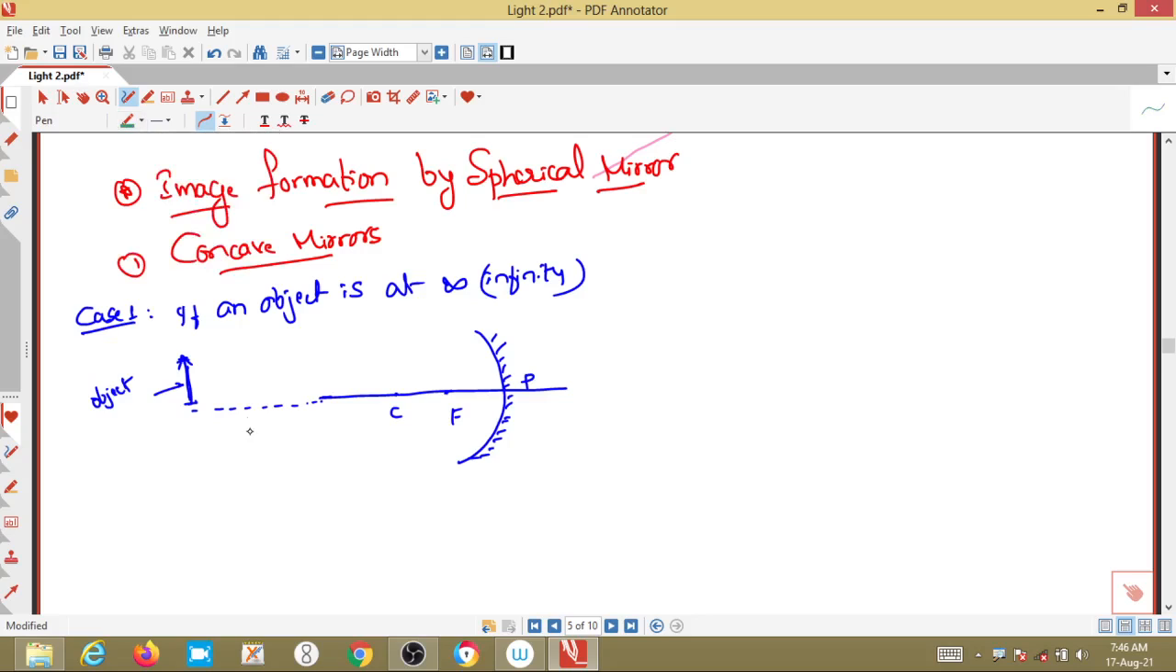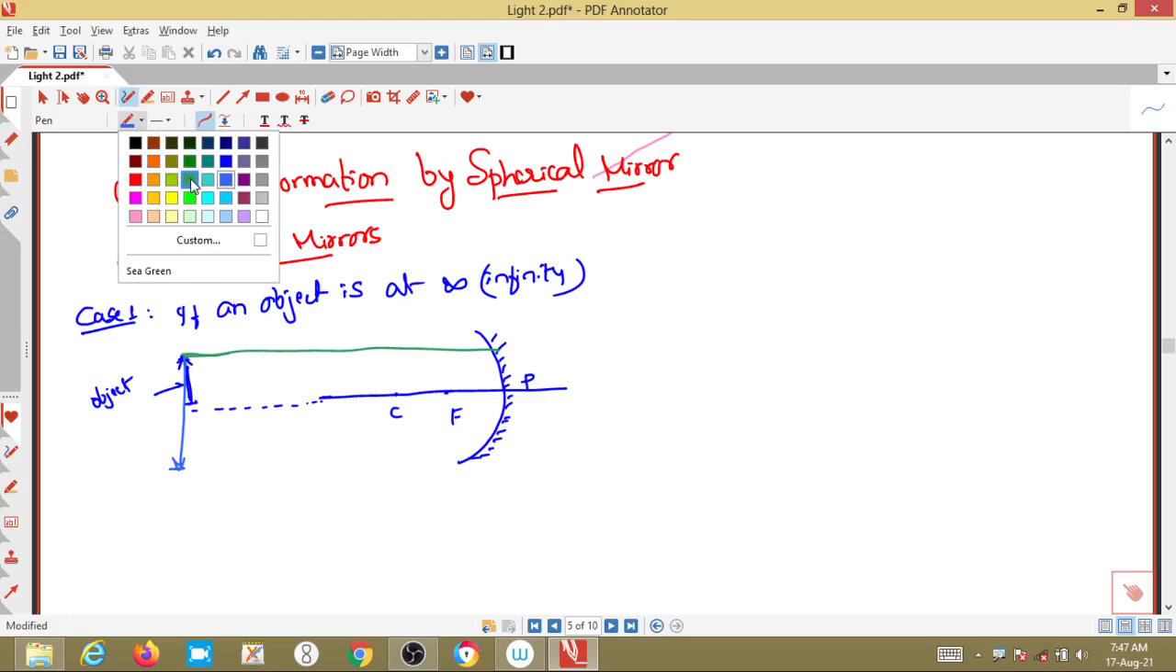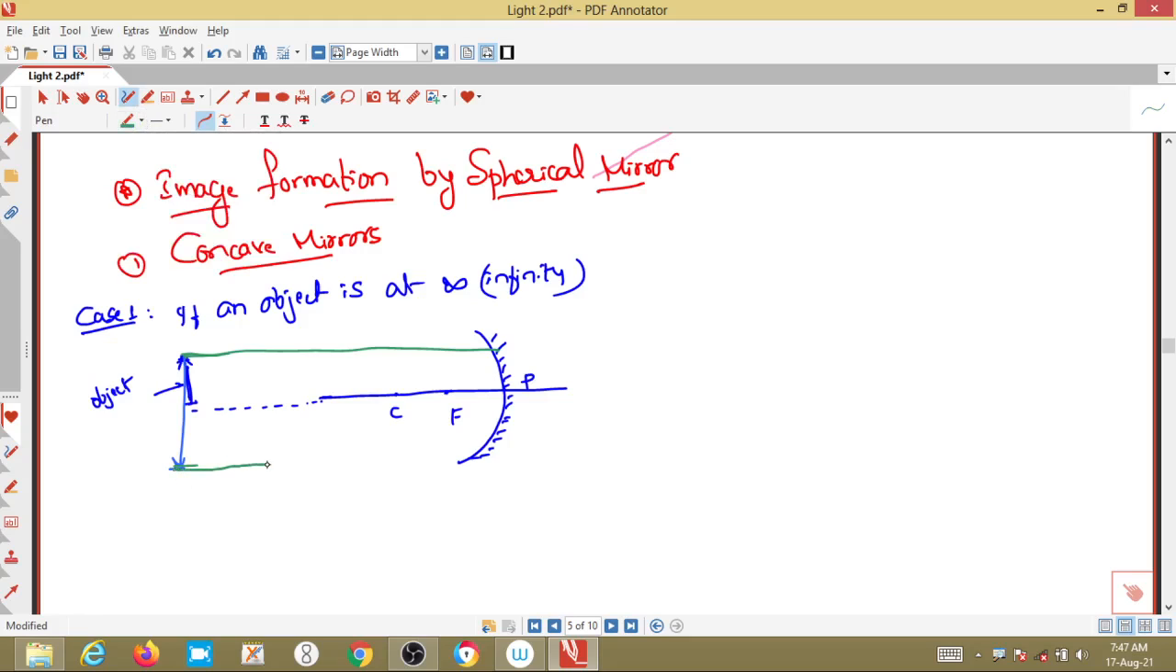The rays are coming from this object. If I take a ray which is parallel to the principal axis, whatever the object I have drawn here, which is at infinity distance, then the rays come parallel to the principal axis and fall on the reflecting surface. This is the incident ray. As per the rules, what does it say?